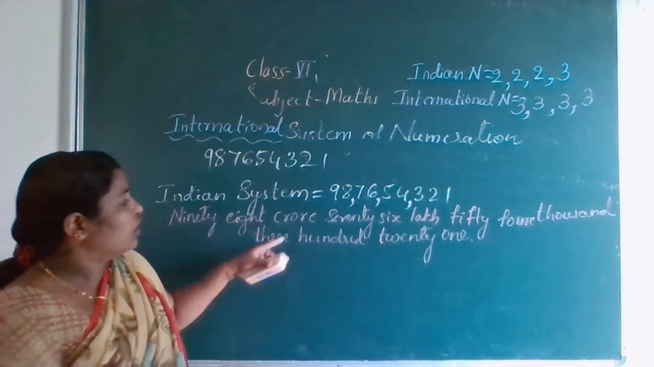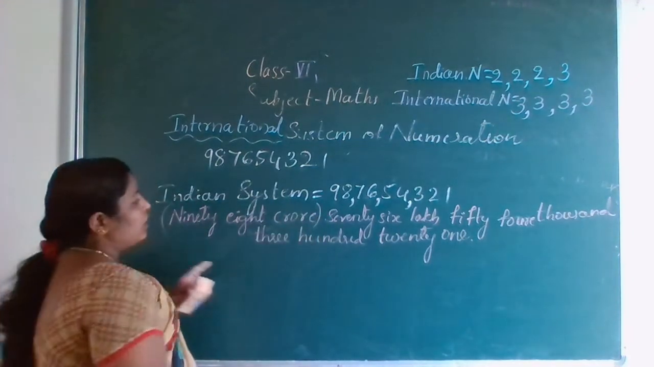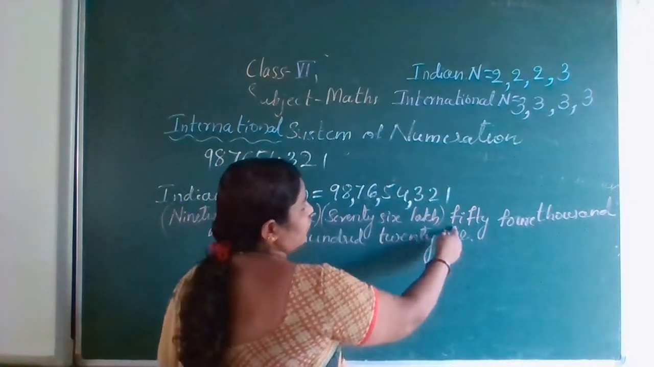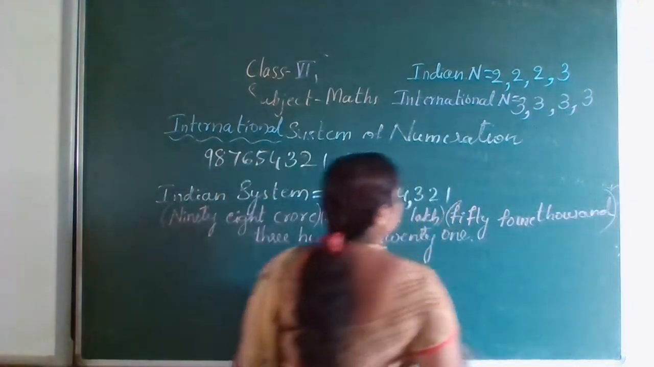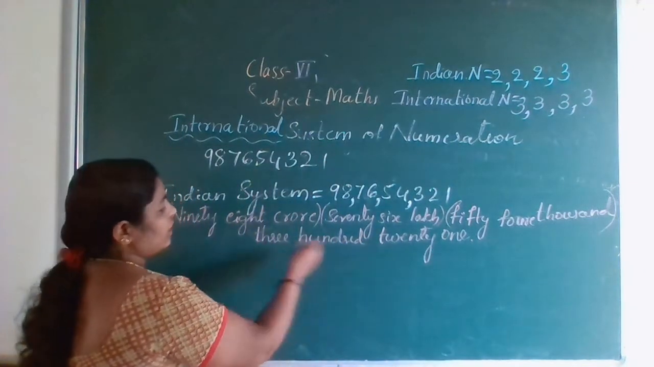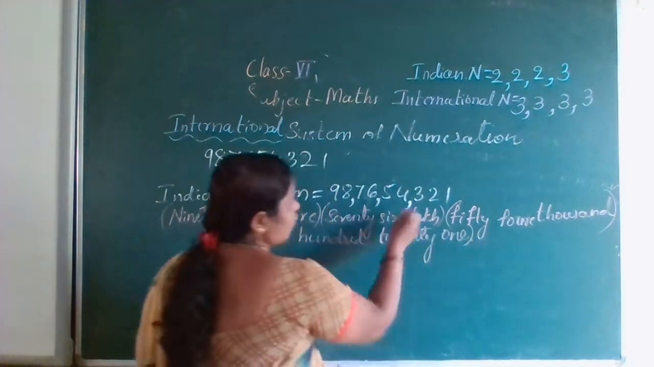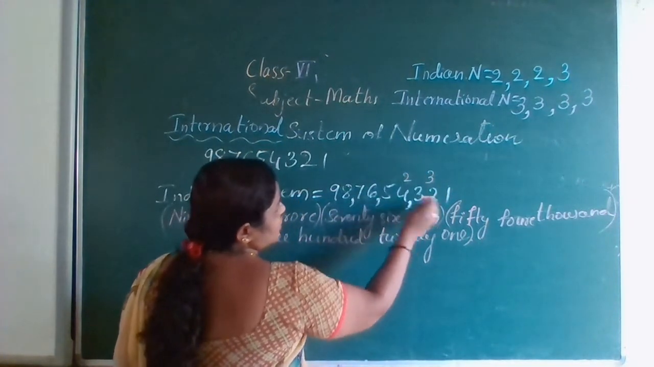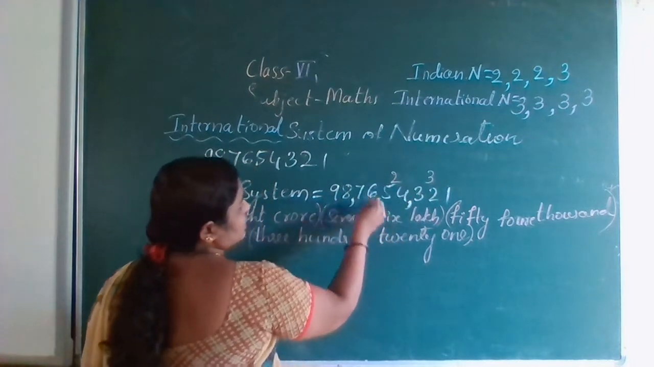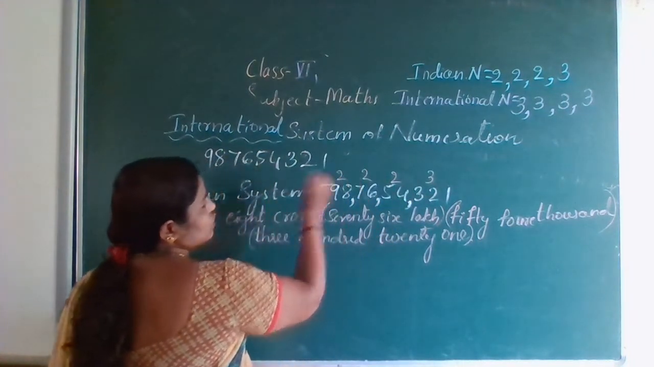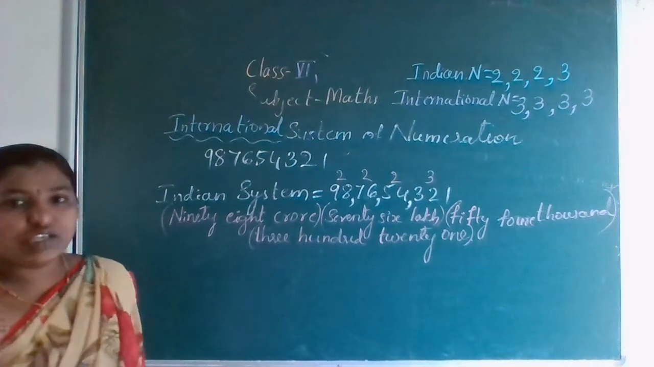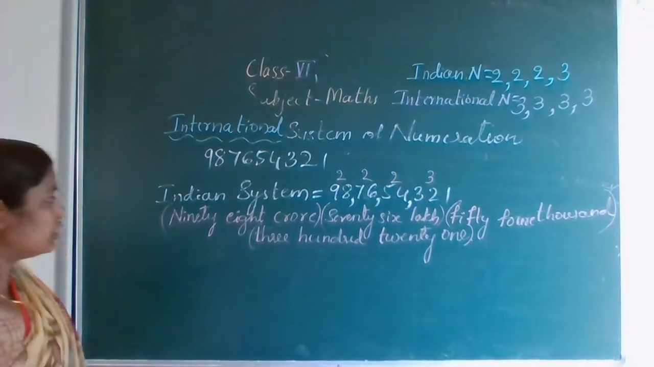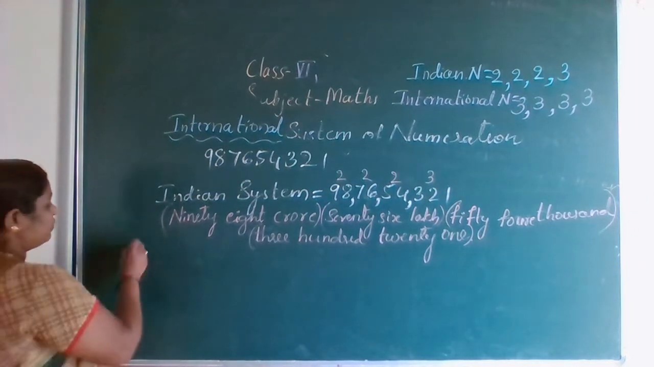98 crore, this is one group. 76 lakh. 54,321. So first is after 3 digits, then 2 digits. This is 2 digits, this is 2 digits, and this is 2 digits. So this is the Indian system of numeration. Next we will go for the international system of numeration.